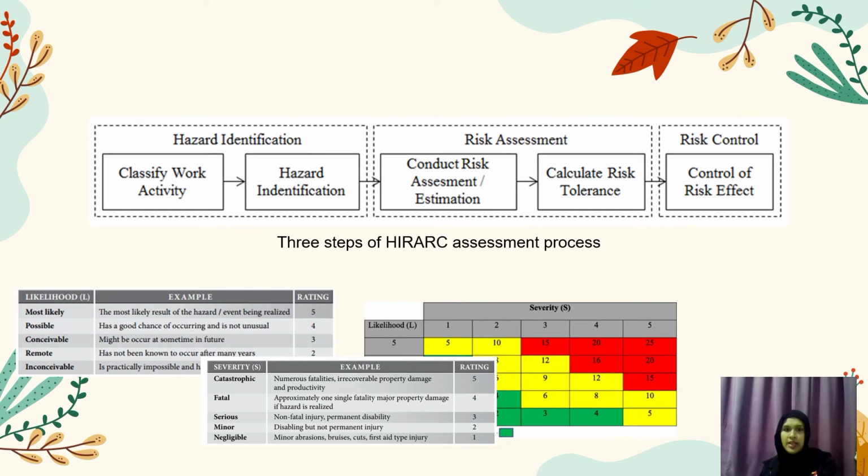These are the 3 steps of the HIRARC assessment process. First is hazard identification. Hazard identification can be defined as the process of determining something, such as a condition, state, or practice of behavior, that has the possibility of causing harm, disruption as well as impairment, illness, death, environmental damage and damage to property and equipment.